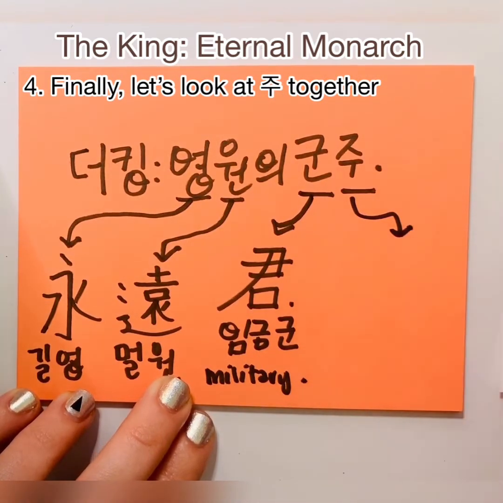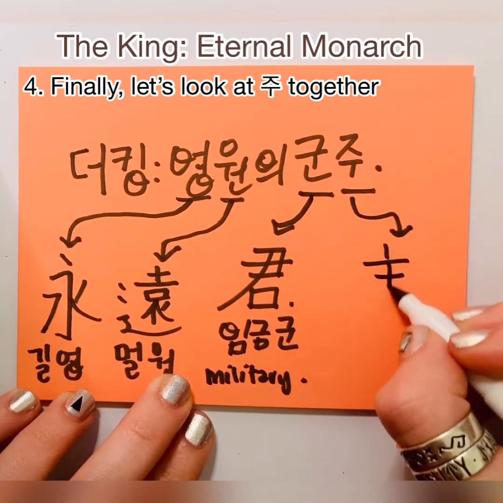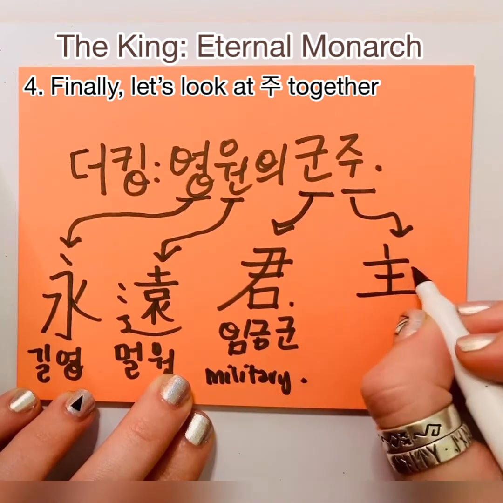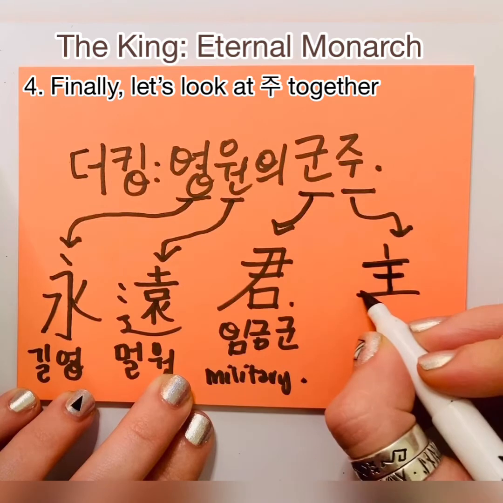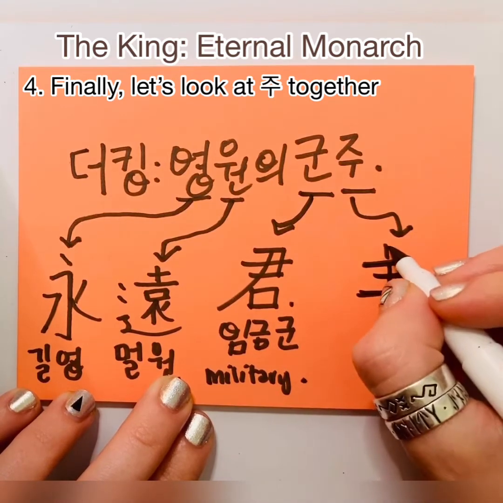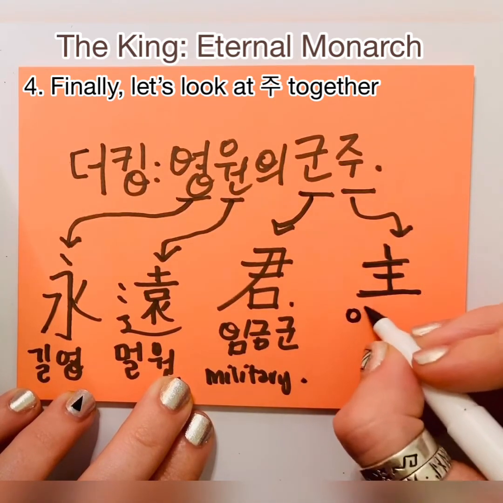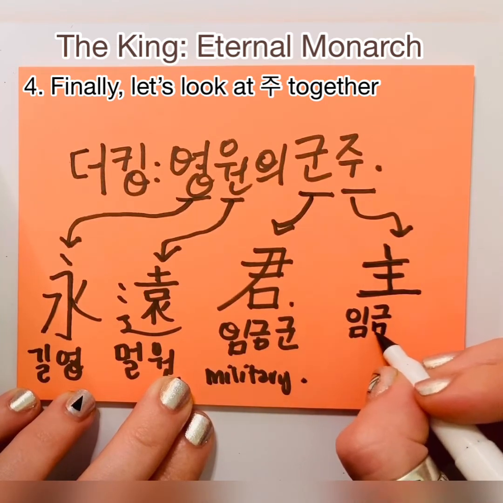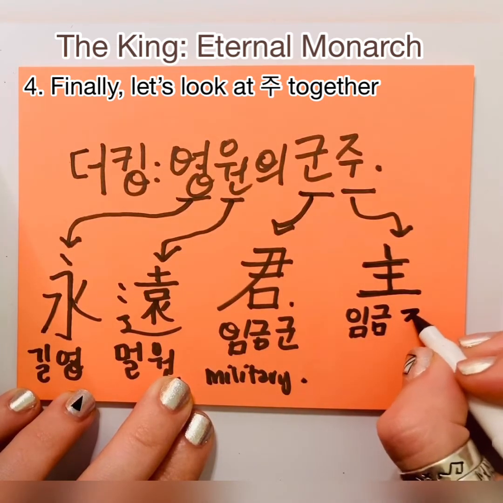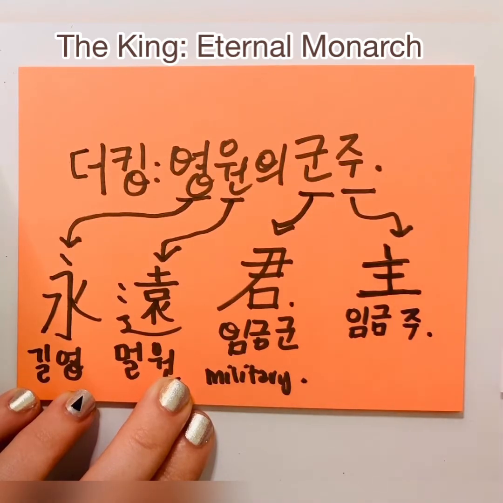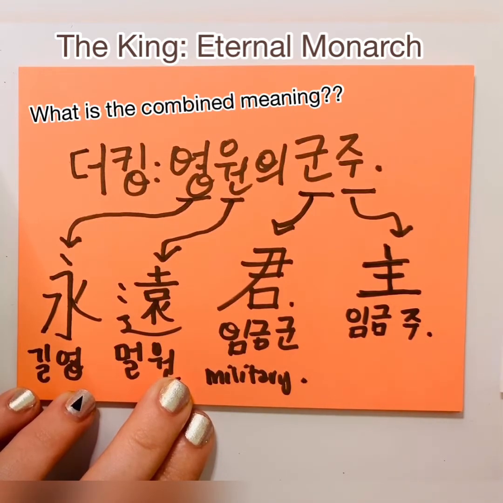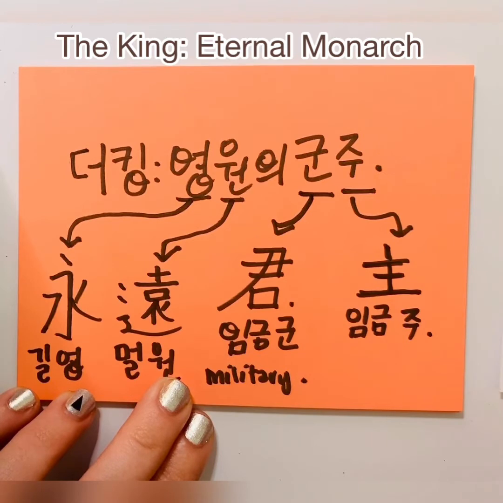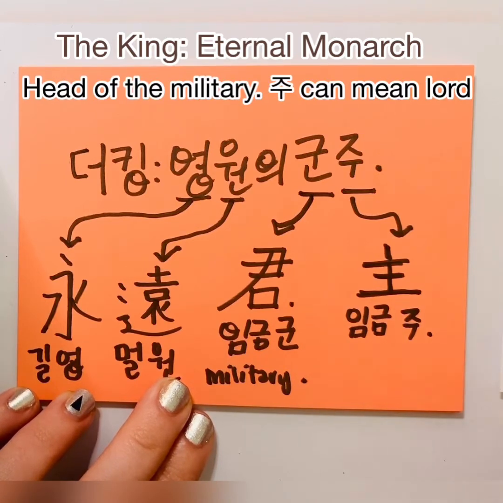Finally, Ju. This is Wang in Chinese, which means king, but we've got a jewel on top. In Korean, it's the same as gun. We say 임금 Ju. And this is just referring to a head of power. So altogether, we get a monarch or a head of the military.